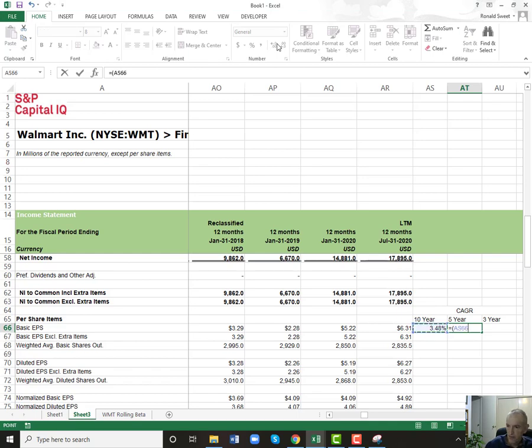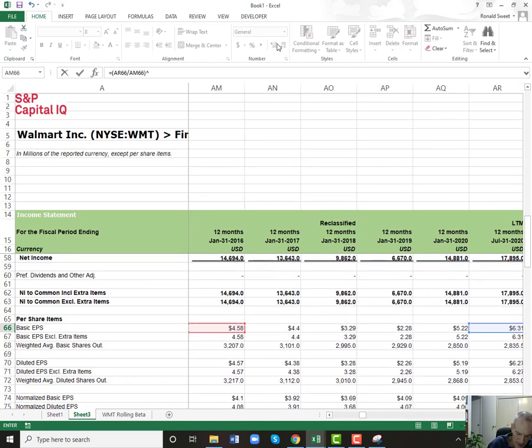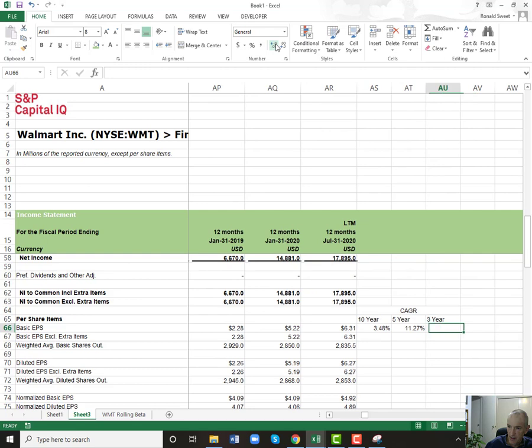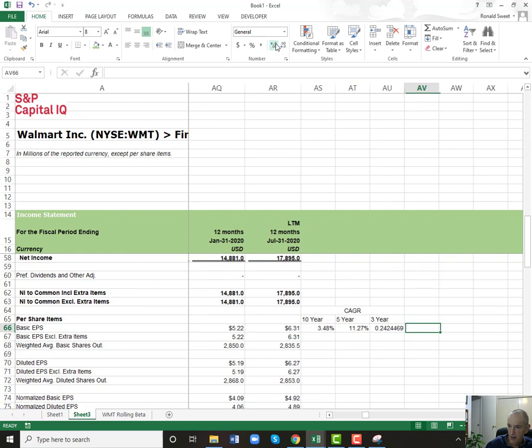Do the same thing with 5. So do the last year divided by, and go back 6 years. 1, 2, 3, 4, 5, 6. Raise that to the 1 divided by 5 minus 1. You can see much higher growth there because of COVID. And in 3 years, same thing. Current year divided by, go back 4 years. Raise it to 1 divided by 3 minus 1. Much, much higher growth because, again, COVID.